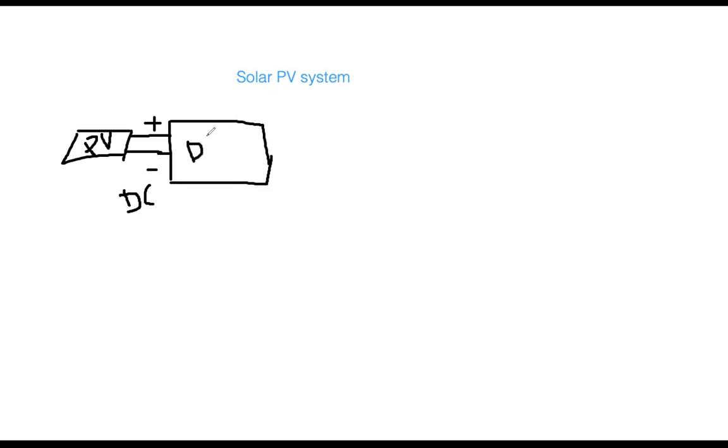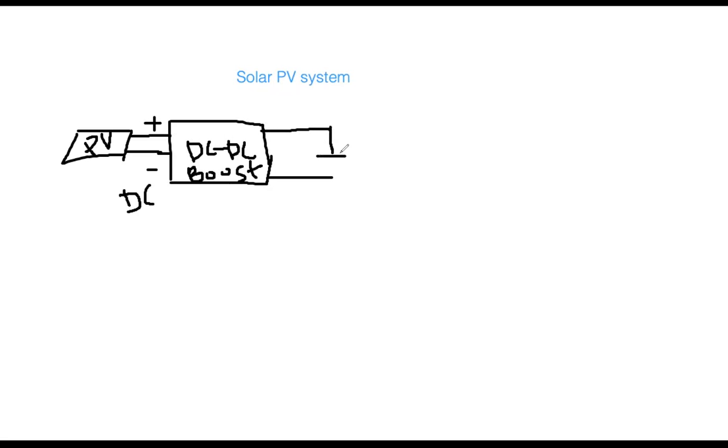DC to DC conversion. It is called DC to DC boost conversion, because typically the voltage is smaller here, around 100 volt, 150 volt, not more than 200 volt. Hardly it is 200 volt here. That's why you need to boost it. So this is called the DC to DC boost converter.